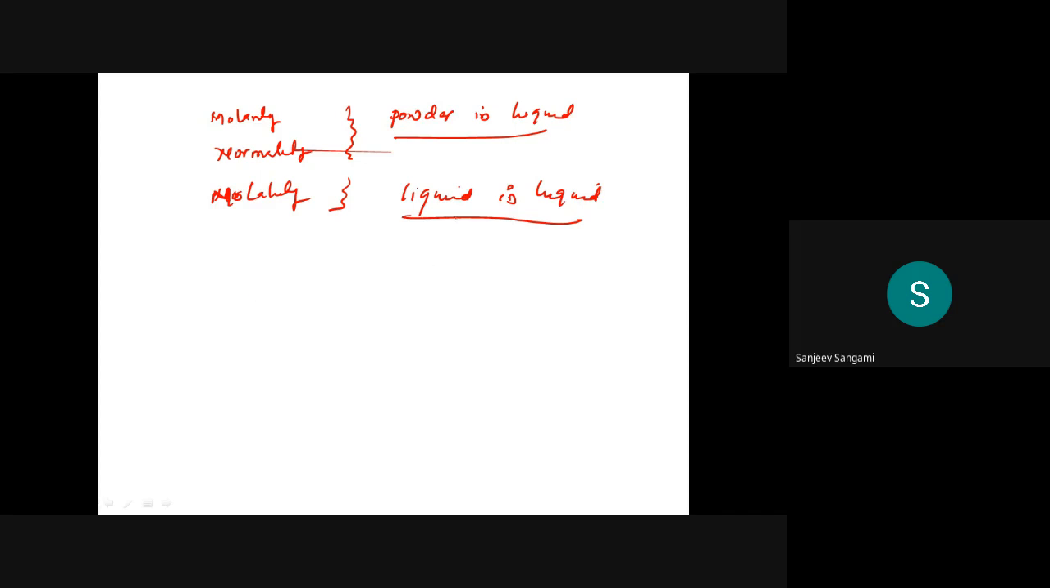Sometimes sodium hydroxide, NaOH, most of the time will be available in pellets or powder, or it will be available in liquid also. If it is available in liquid, go for molality. When it is available in pellets, go for molarity as well as normality. So normally we'll use this. I hope the concept of molarity, normality and molality is clear.